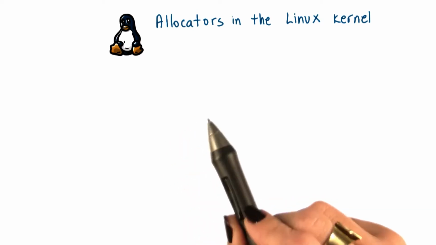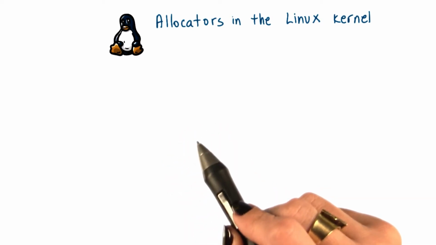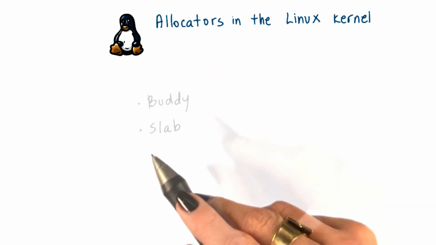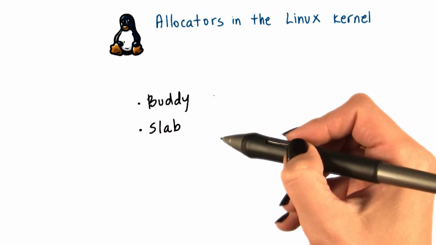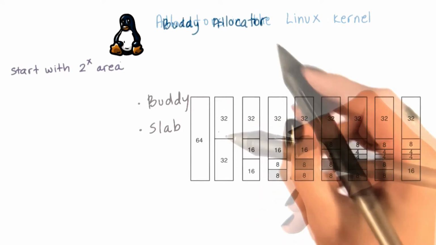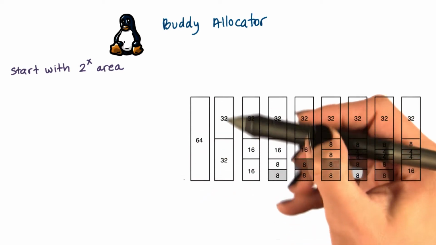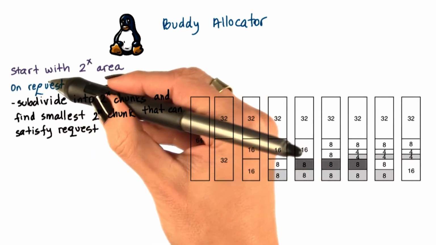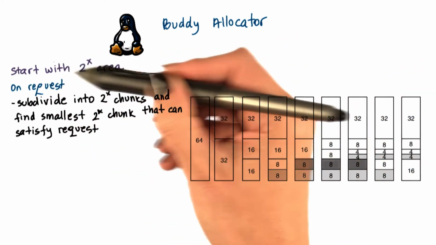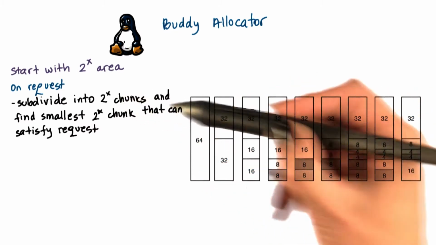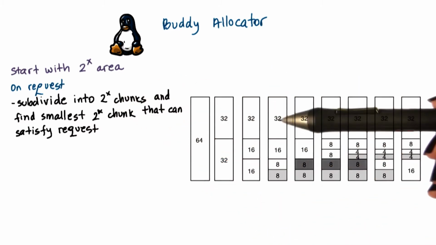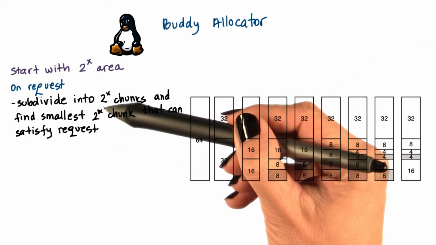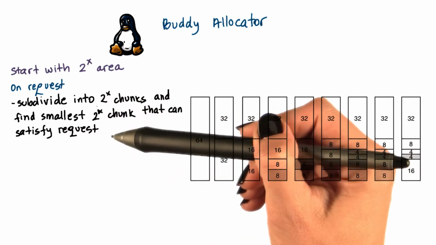To address the free space fragmentation and aggregation issues we mentioned in the previous morsel, the Linux kernel relies on two basic allocation mechanisms. The first one is called the buddy allocator, and the second one is called the slab allocator. The buddy allocator starts with some consecutive memory region that's free, of a size that's a power of 2. Whenever a request comes in, the allocator will subdivide this large area into smaller chunks such that every one of them is also a power of 2. And it will continue subdividing until it finds the smallest chunk that's of a size that's a power of 2 that can satisfy the request.